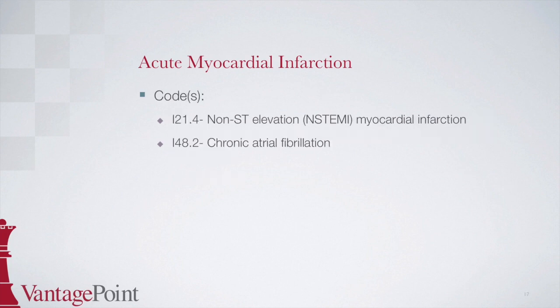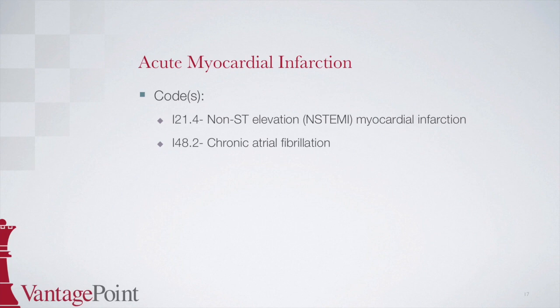The first code is I-21.4, non-ST elevation and STEMI myocardial infarction. This code can be located by starting at infarction in the alphabetic index and then locating the term myocardial. Indented below this is non-ST elevation and STEMI, which points to I-21.4, which you would then confirm in the tabular.